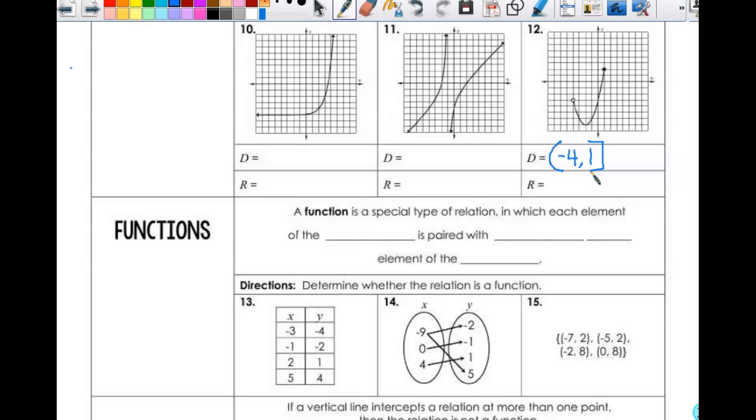Then my range, I start down here at negative 7, and I'm going to go all the way to 2. Correct me if I counted wrong. Do I include the negative 7? Yes. Do I include the 2? Yes. Beautiful. Okay. Any questions at this point? Alrighty. Then you can move on to the next section whenever you're done with that.